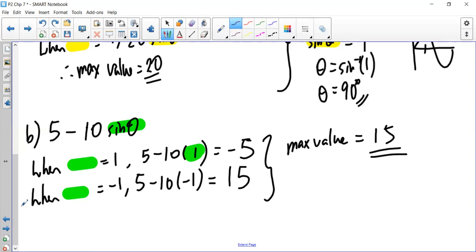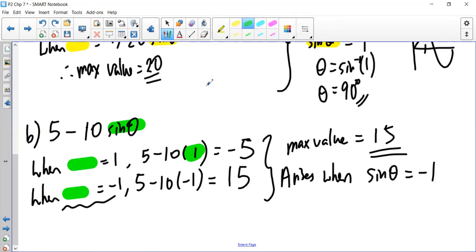And when does it arise? It arises when the green highlighted part equals -1. So what's the green highlighted part? When sine theta equals -1. So then we go in and solve it. Theta equals arcsine of -1. So inverse sine of -1 is -90 degrees.